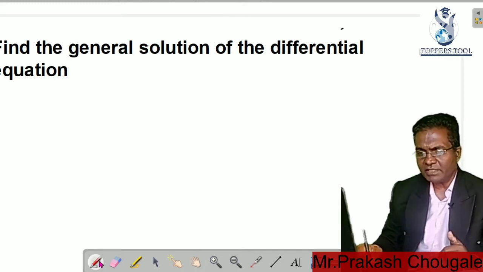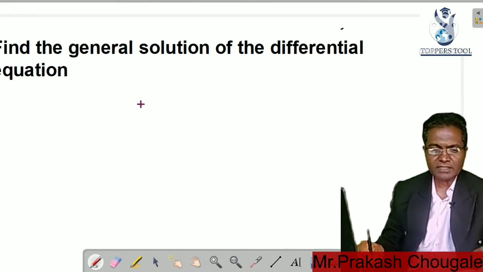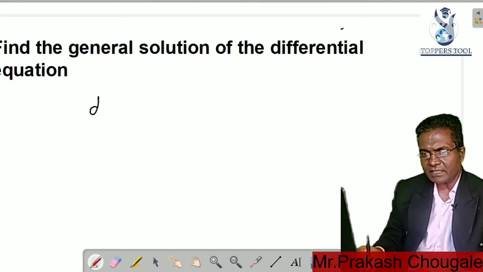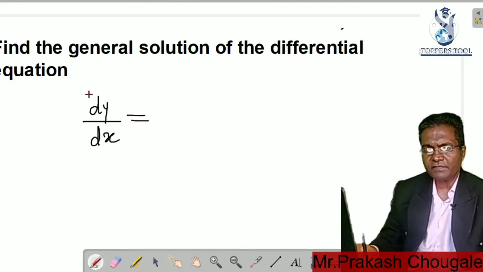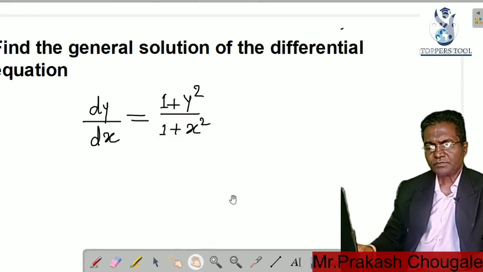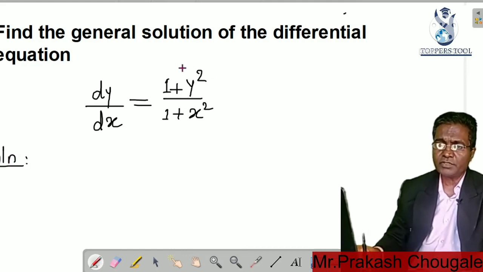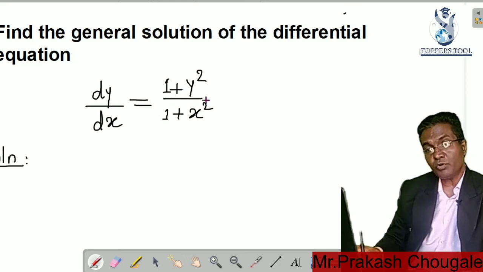So the question will be in this form: find the general solution of the differential equation, or solve the differential equation. dy by dx is equal to 1 plus y square by 1 plus x square. See here, the numerator is a pure function of y and the denominator is a pure function of x.